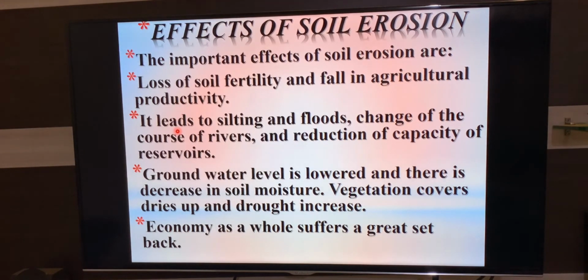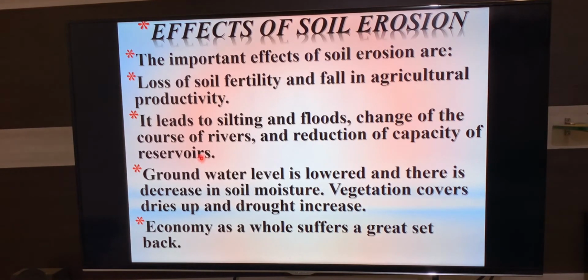Second point, due to soil erosion, it leads to silting and floods. Not only that, it changes the course of rivers. The river which is flowing in one path changes its direction because of soil erosion. Next, reduction of capacity of reservoir. Reservoir is a place where we store water in the dam. We call it a reservoir.